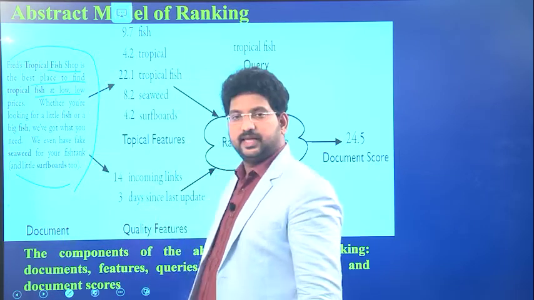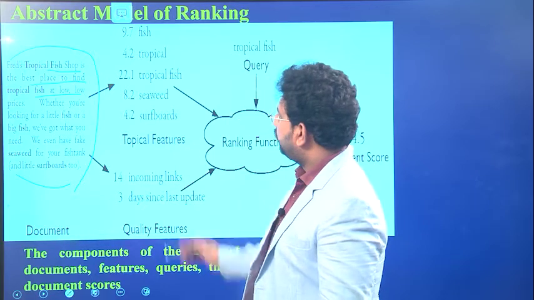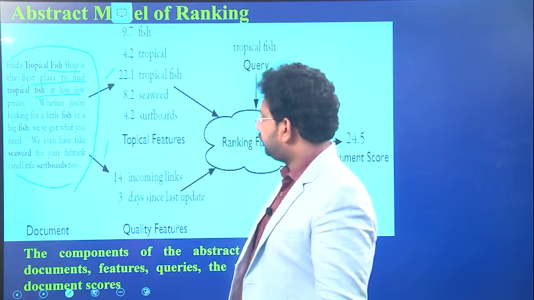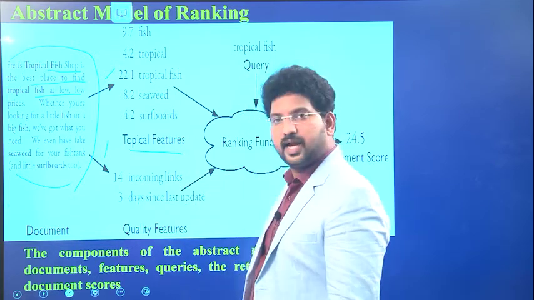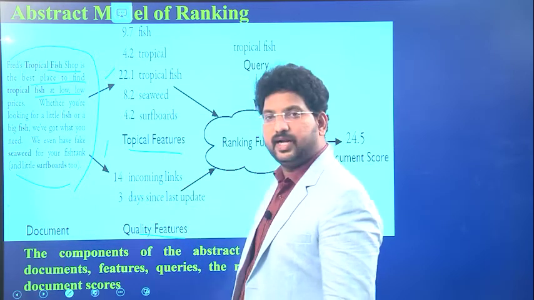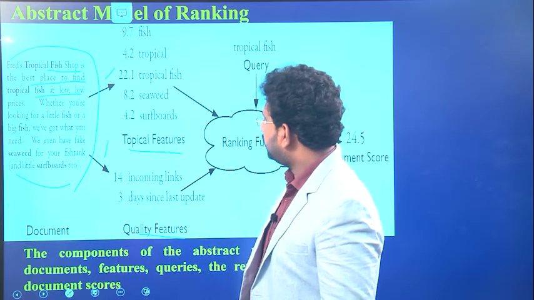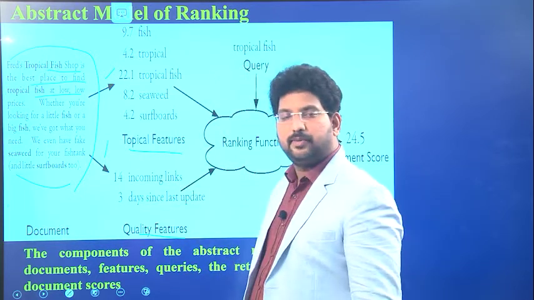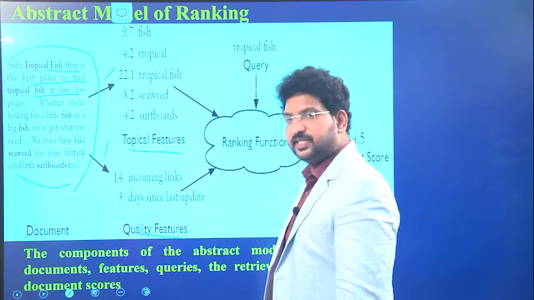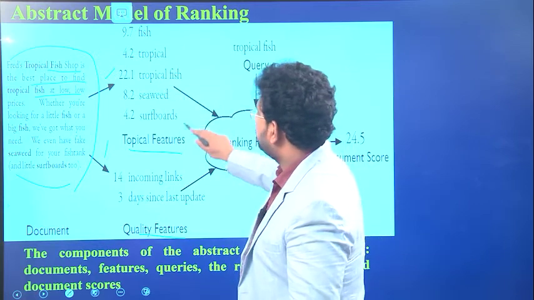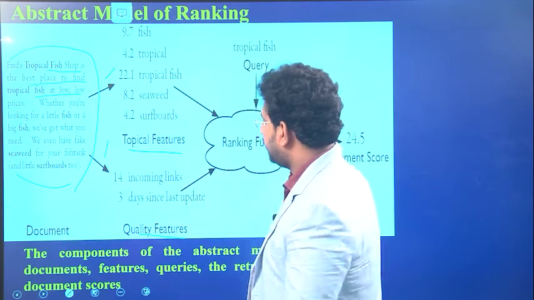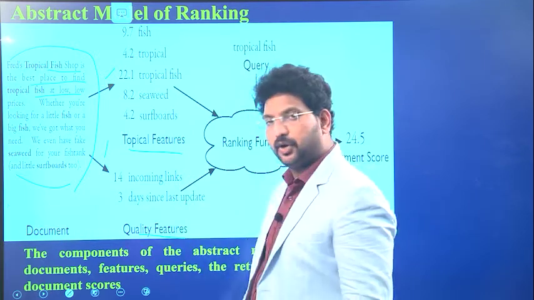So this is the text present in the document, and from the document you will see two arrows representing two types of features. One is the topical features and another one is the quality features. The topical features indicate the subject related to the document, and the quality features indicate the quality of the documents.